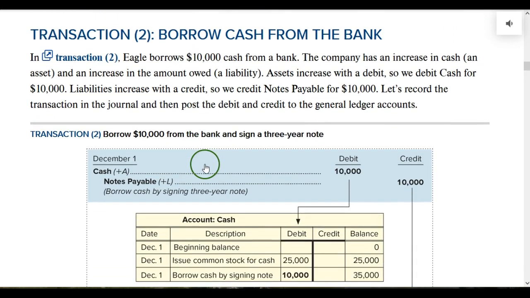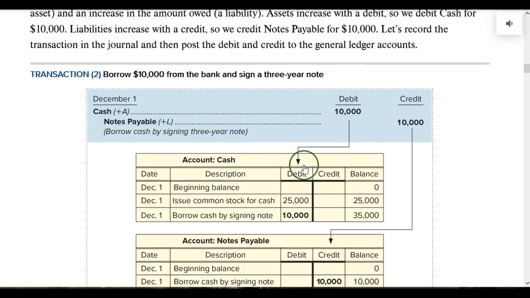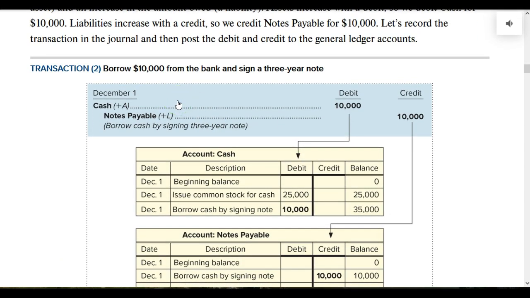Transaction number 2. Here's the entry. Let's look at the entry first. Remember, we borrowed $10,000 from the bank. Let's debit cash $10,000, credit notes payable $10,000. We are increasing the cash account. We are increasing the notes payable account.